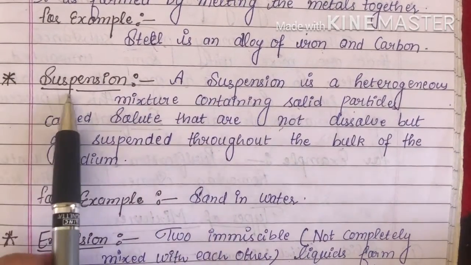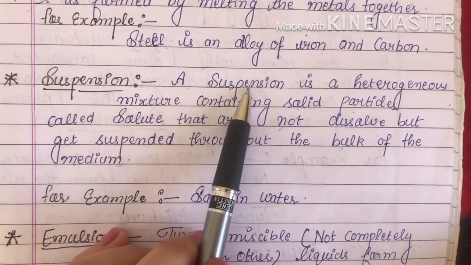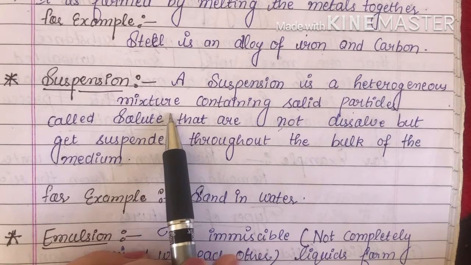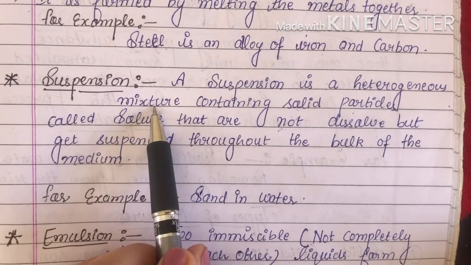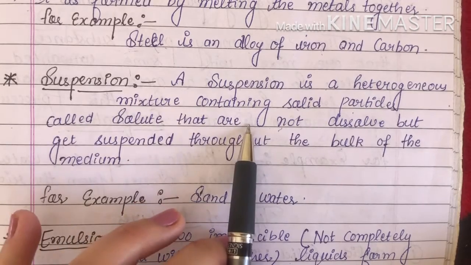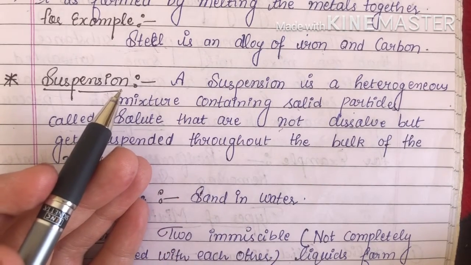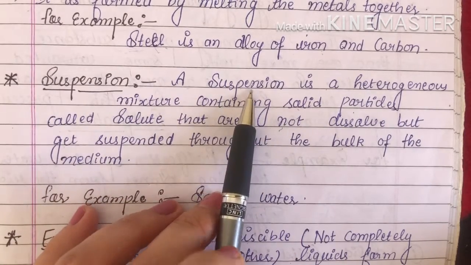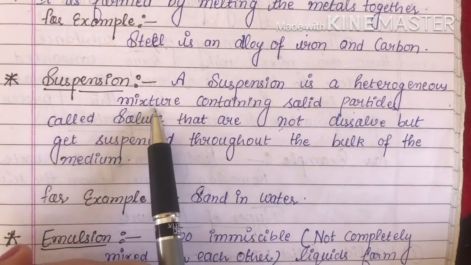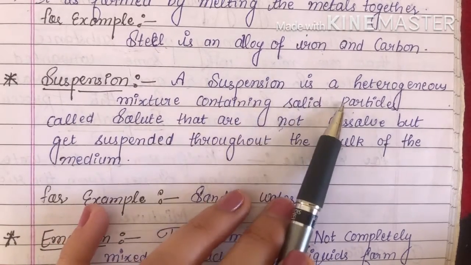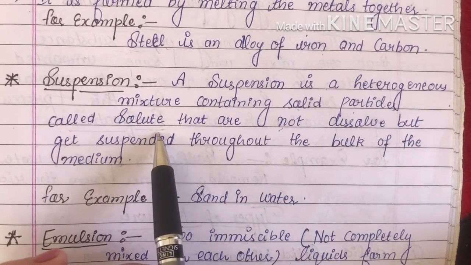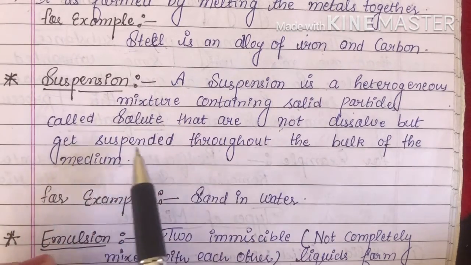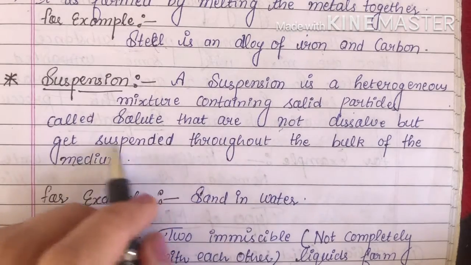Next one is suspension. A suspension is a heterogeneous mixture. What do you mean by heterogeneous mixture? A heterogeneous mixture is one that is not mixed well; its particles are differentiated from each other. So suspension is a heterogeneous mixture containing solid particles called solute that are not dissolved but get suspended throughout the bulk of the medium.